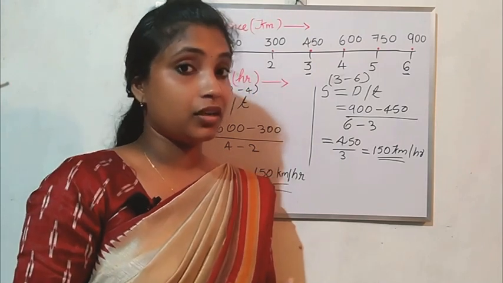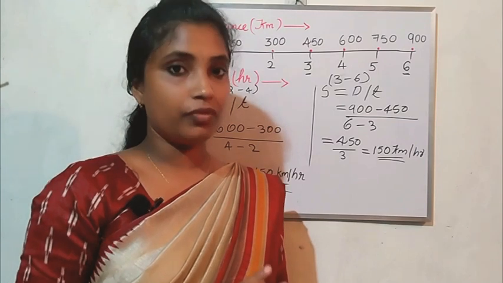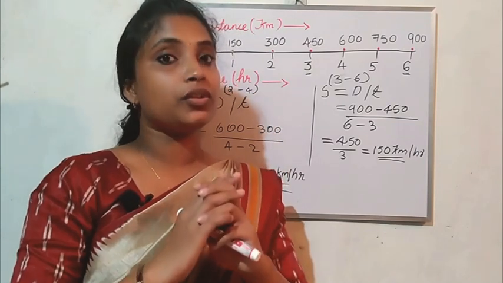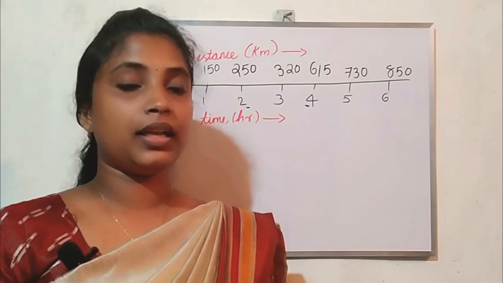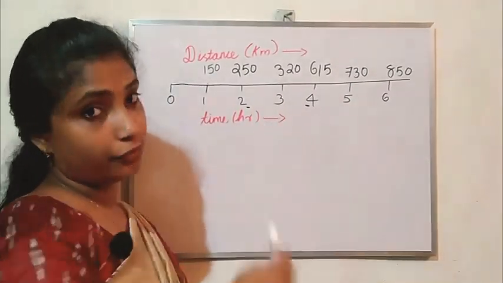The object covers equal distance in equal interval of time. It is known as uniform speed. Let's calculate the speed of the train between 2 hour and 4 hour.